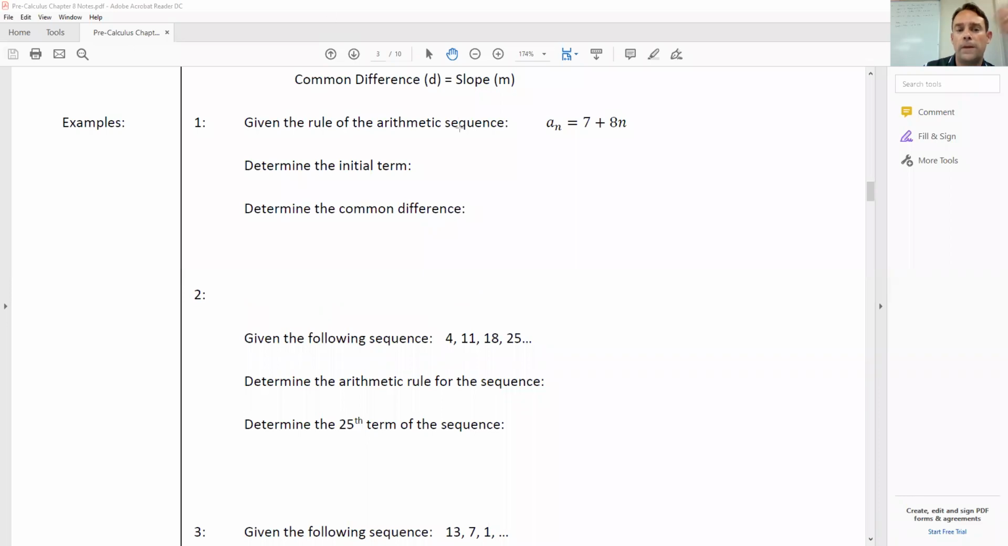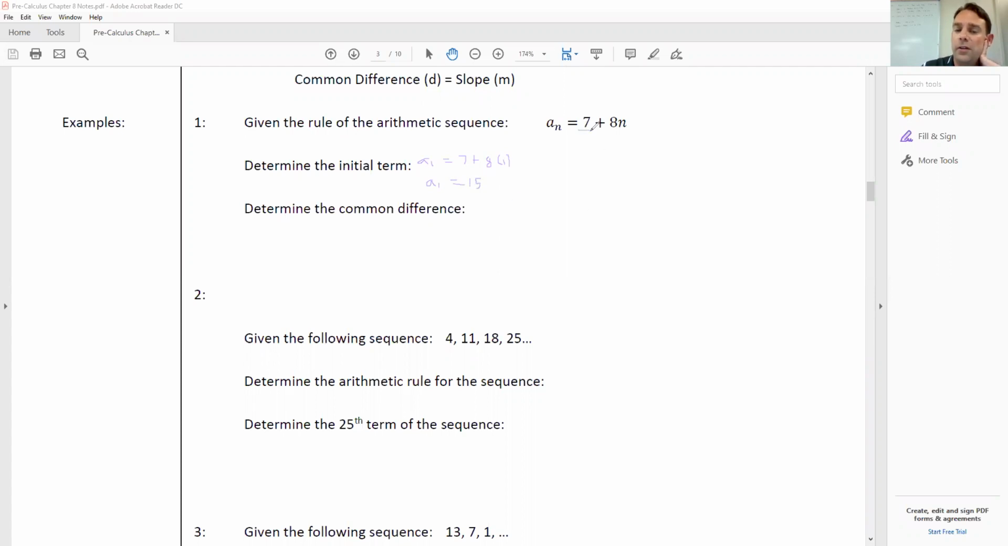So given the rule of the arithmetic sequence, we have this rule. It says determine the initial term. So the initial term, remember, is a sub 1. So if I take 1 and plug it into my sequence there, I will have the initial term. So 7 plus 8 times 1, that'll be the initial term. So my initial term then is 15.